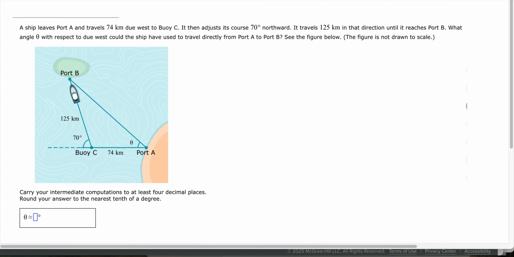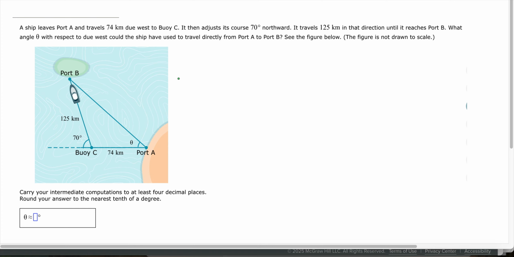that involves both law of cosines and law of sines. Okay, so we have a ship leaves port A and travels 74 kilometers due west to buoy C. Then it adjusts its course 70 degrees north. It travels 125 kilometers in that direction until it reaches port B.